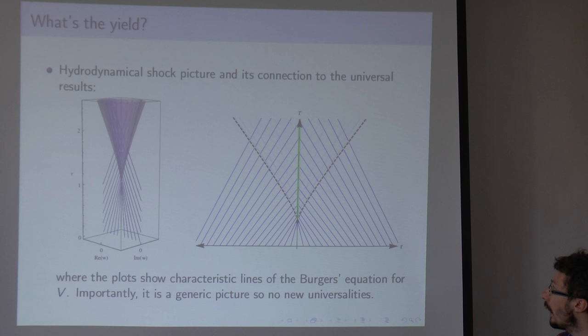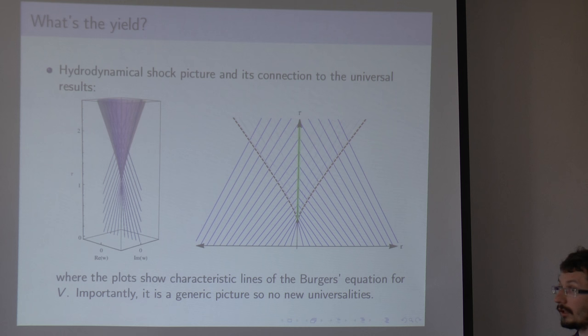It turns out that these Burgers equations, how do you solve them? You solve them by the method of characteristics, and this method basically is that you find some lines on the z-tau plane along which the solution propagates. There are times when these lines start to cross each other. These are the lines, and this is the place where they start to cross.